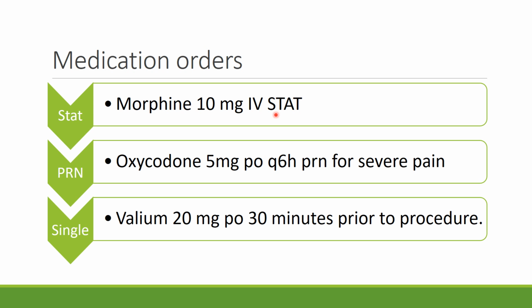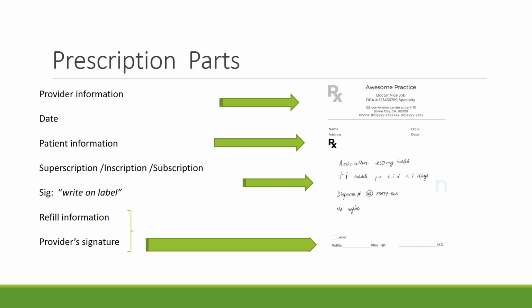Here in this particular slide, we have 3 different types of orders as far as the time that's to be given. The first one is stat, which means you're given immediately. The second one is PRN, which means as needed or per resident or per patient request. And then the last one is a little bit more complicated, which says it's to be given 30 minutes prior to the procedure that's to take place. And of course, the first one and the last one are just single orders.